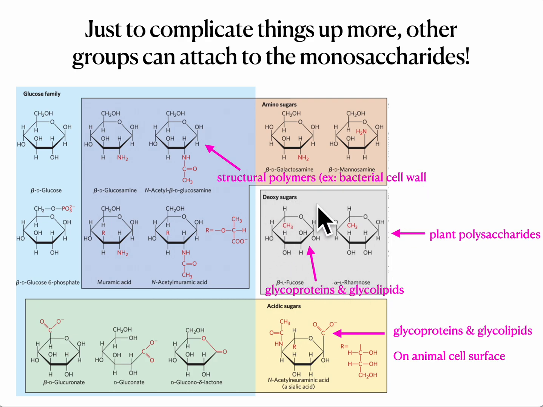And here, you can have deoxy sugars. Deoxy sugars means that the sixth carbon won't have any oxygen, whereas other sugars have oxygens on the sixth carbon. For example, beta L fucose can be in glycoproteins and glycolipids. Alpha L rhamnose can be in plant polysaccharides. And then moving on, you can have acidic sugars with this carboxylate group. They can also be in glycoproteins and glycolipids, typically on animal cell surfaces.